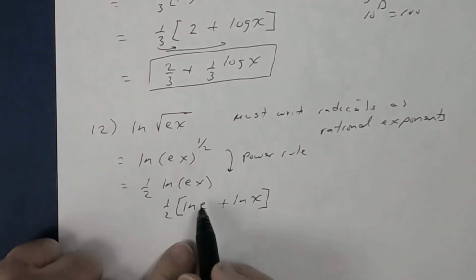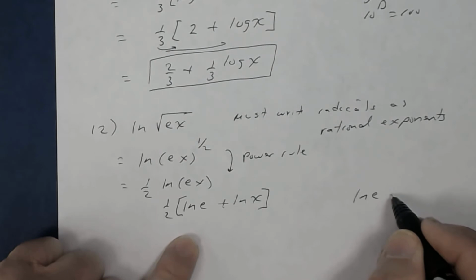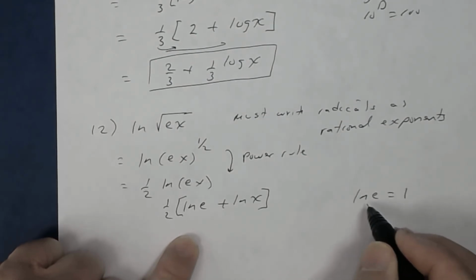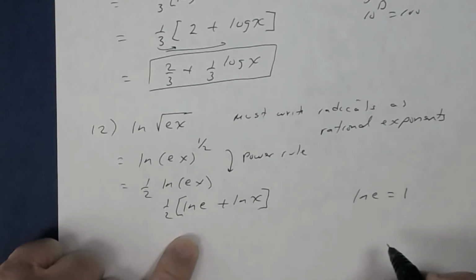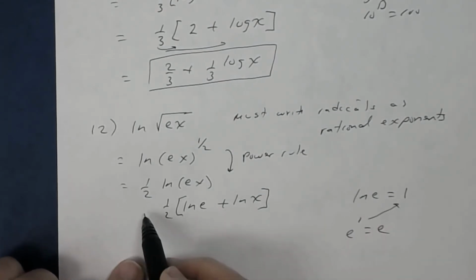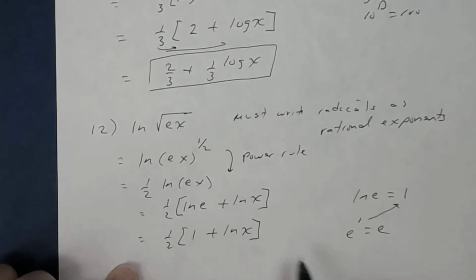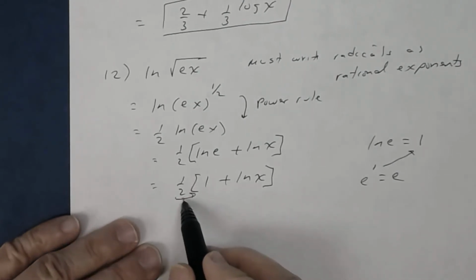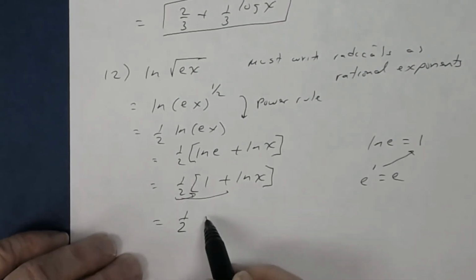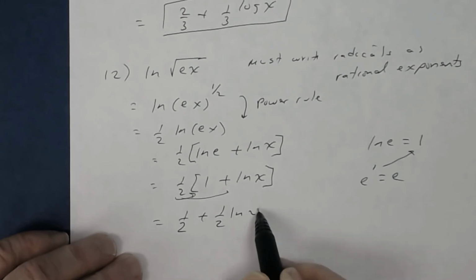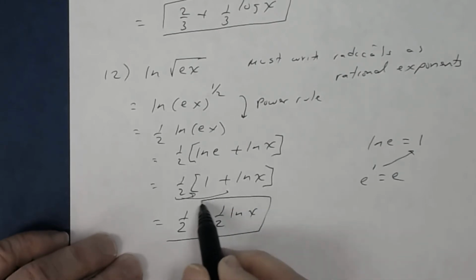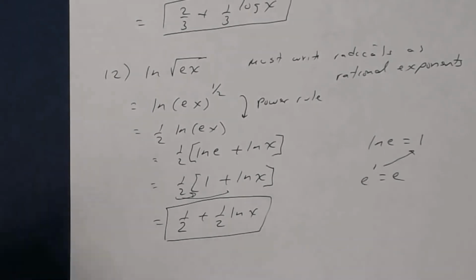And all of that's being multiplied by 1/2. But I know what the natural log of e is. What's the natural log of e? The natural log of e is 1. Remember, a natural log has base e. So e to what power is e? 1. So remember, e to the first is e, right? So that's how you get that 1 right here. So that becomes 1/2 times 1 plus the natural log of x. And then distribute. I get 1/2 times 1 is 1/2 plus 1/2 natural log of x. All right, so that's number 12.